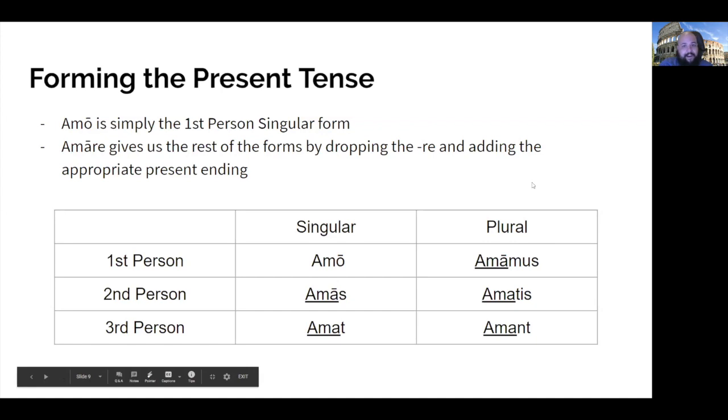So we have looked at the characteristics of verbs. We have seen the present tense endings, and don't worry, we'll cover more tenses later on. We have looked at how to translate present tense verbs, and we have also seen how to form present tense verbs. Okay, this is going to wrap up module 2.